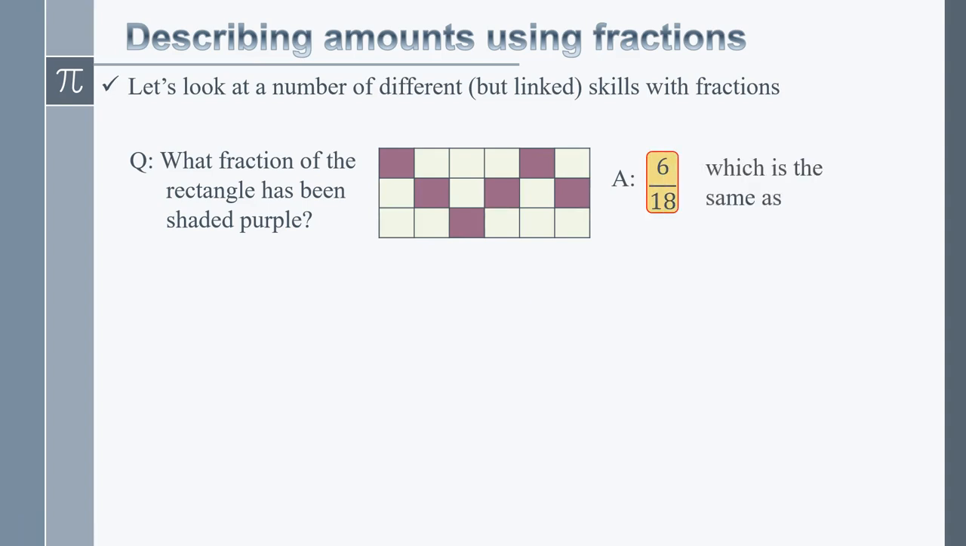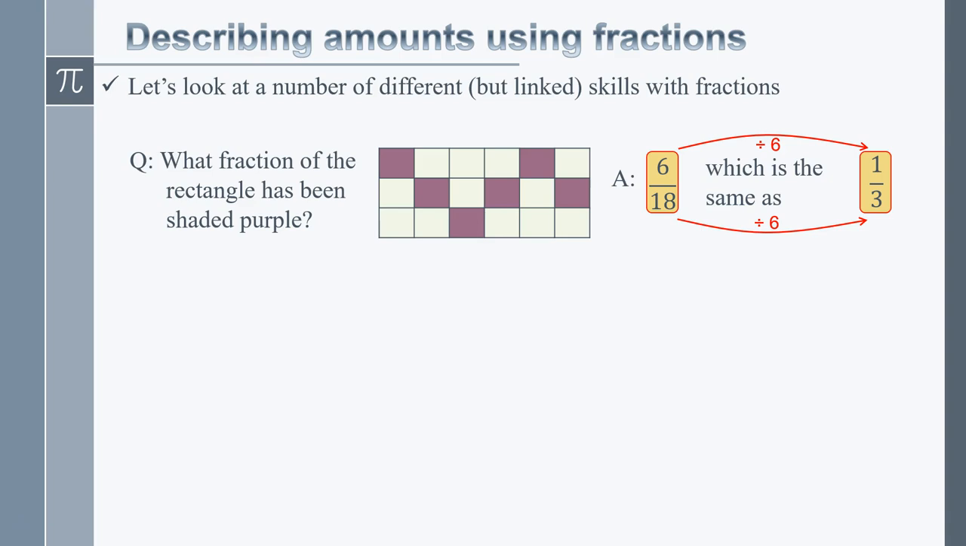Now, 6 over 18 is fine as a fraction, but you might get a question where that's not one of the options, because we can write it as an equivalent fraction, which is the same size fraction but with smaller numbers. If you remember from the previous video, we use the golden rule, which is do the same for the top and the bottom. So I'm going to divide the top by 6 and the bottom by 6, and so I've got 1/3 of the rectangle has been shaded in.